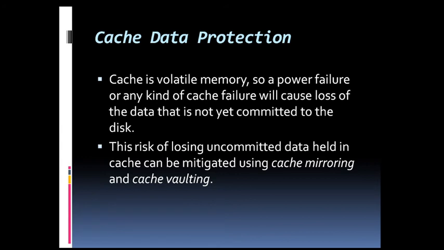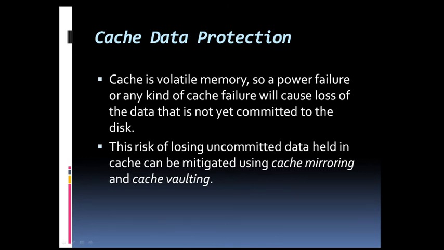So next is cache vaulting. The risk of data loss due to power failure can be addressed in various ways: powering the memory with a battery until the AC power is restored, or using battery power to write the cache content onto the disk. If an extended power failure occurs, using batteries is not a viable option. This is because in intelligent storage systems, a large amount of data might need to be committed onto numerous disks, and batteries might not provide power for sufficient time to write each piece of data to its intended disk.